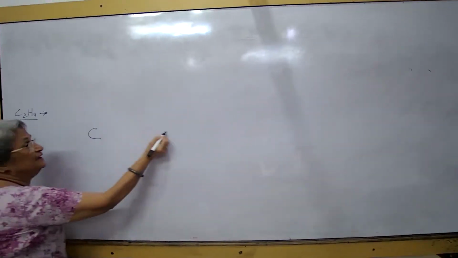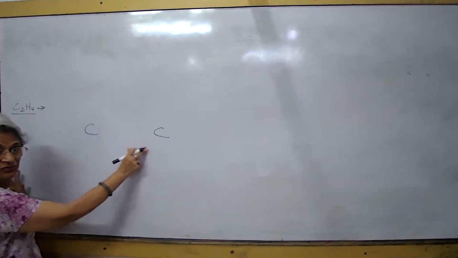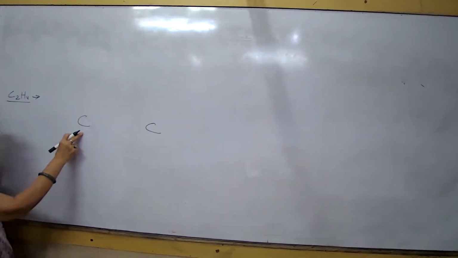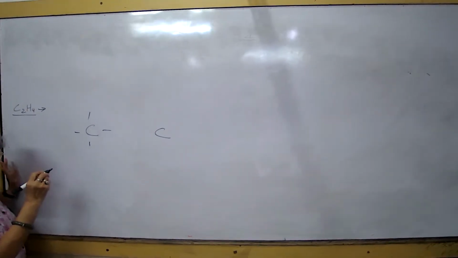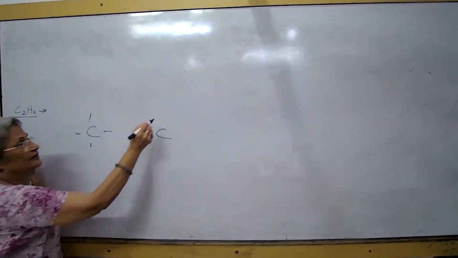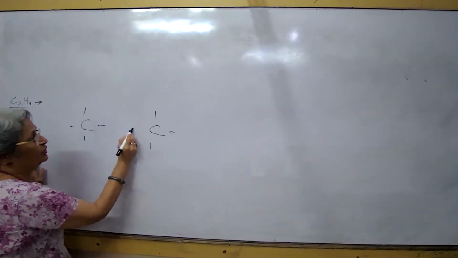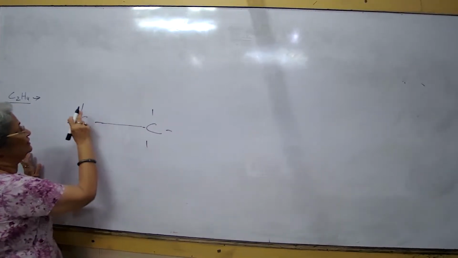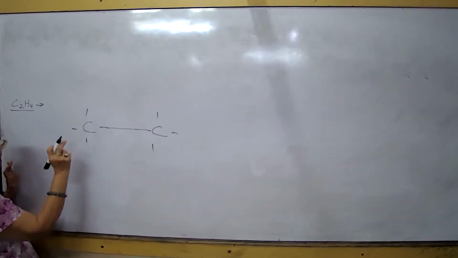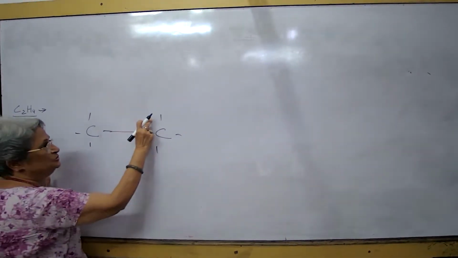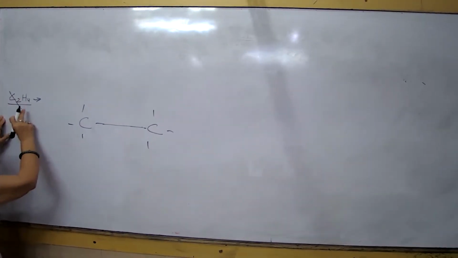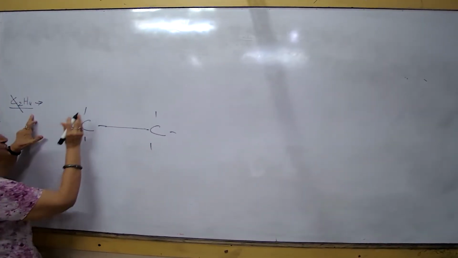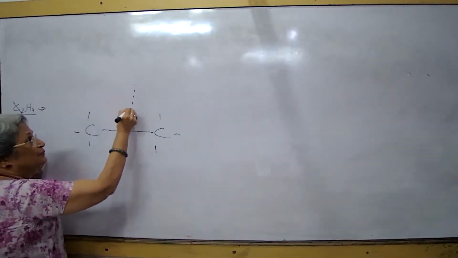C2H4. What is the valency of C? 4. Correct. Now they're sharing the bond. This bond is being shared. 1, 2, 3, 4. 1, 2, 3, and 4. Now, so we finish with this. H4. That means this is supposed to be a mirror image.